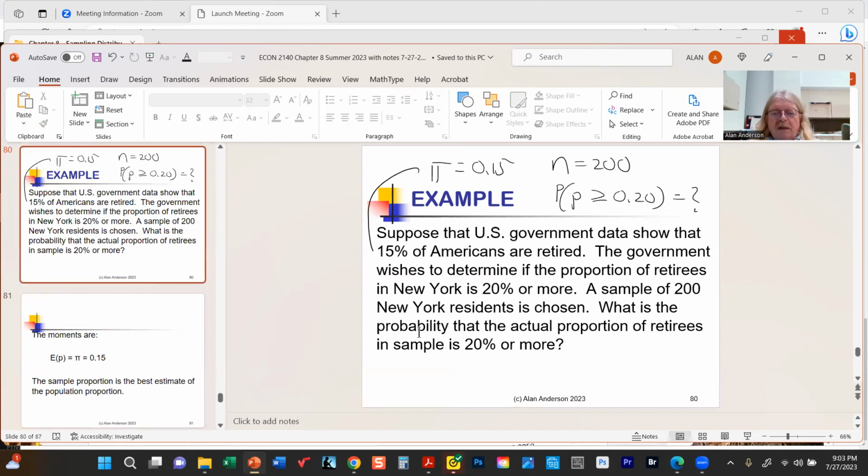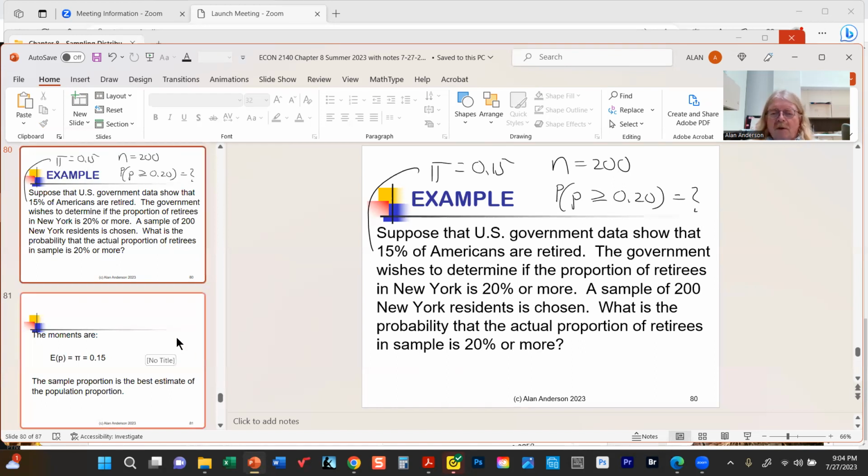Here's an interesting one. The US government data show that 15% of Americans are retired. That's our population proportion. The government wants to know if the proportion of retirees in New York State is 20% or more. So they pick a sample of 200 New York residents. What's the probability that, given that the population proportion is 15%, the proportion in this sample is 20% or more?